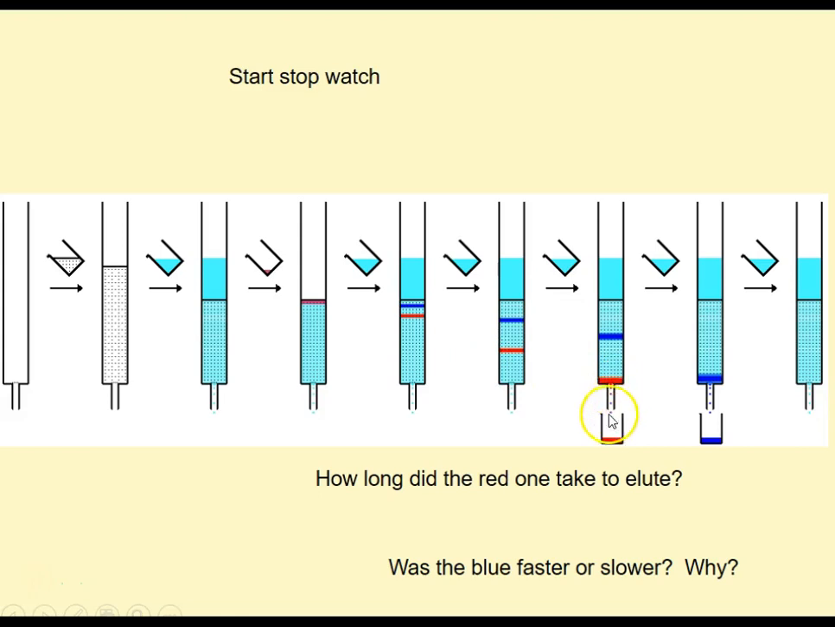And you can see, how long did the red one take to elute? So as soon as you pour it in, we're going to be measuring the time. Okay, the time is going to be useful to work out what it is. And see, the red one's come out first, and then later on the blue one came out. So can you understand why it took longer? It was adsorbed onto the stationary phase.